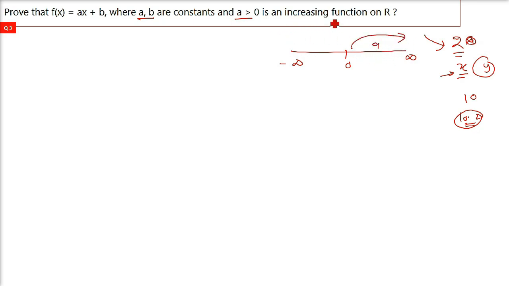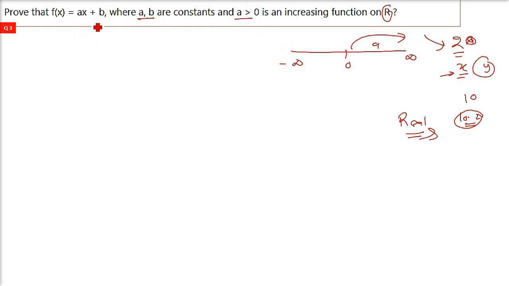So you have to show that the function ax plus b, where a and b are constants and a is greater than 0, is an increasing function on R. R is what? The real numbers. Any number which can be represented on a real number line, all are real numbers. It will have decimal values, positive values, negative values. So a greater than 0 is also very important in solving this question.